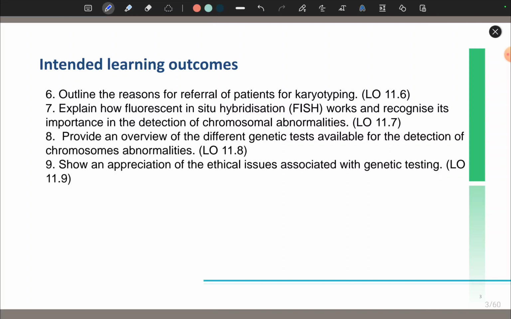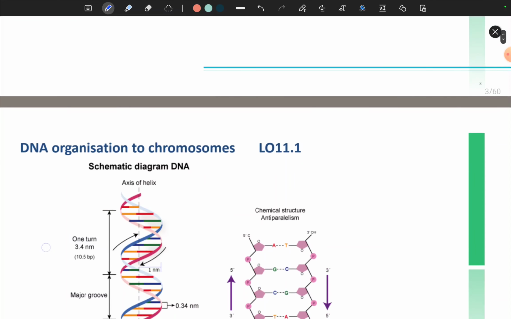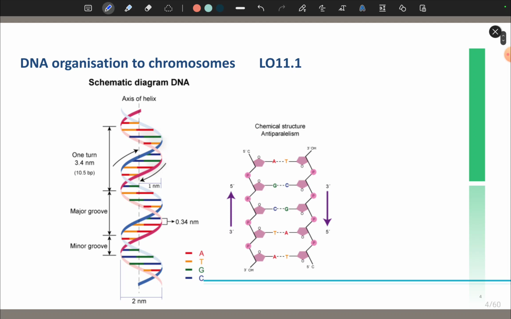So these are the learning objectives. If you read the lecture later, you come to this, you understand what points you have got from the lecture. Later, after you cover all the lecture, you understand these things. Now to start with, this is the structure of the DNA.